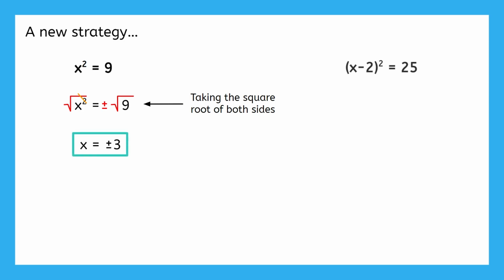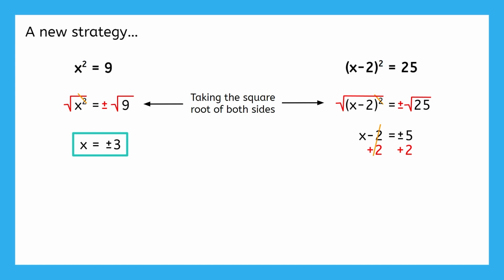Now, pause the video and think about how you'd use this strategy with the warm-up equation. Here's how it would go. We take the square root of both sides, put in that plus minus, and cancel the exponent. Square root of 25 is 5, and then to leave x alone, we get rid of the minus 2 by adding 2 on both sides.